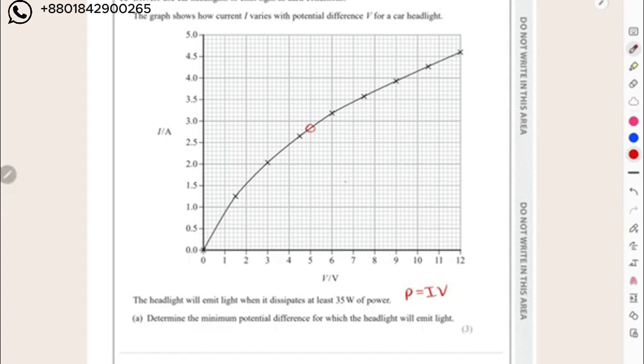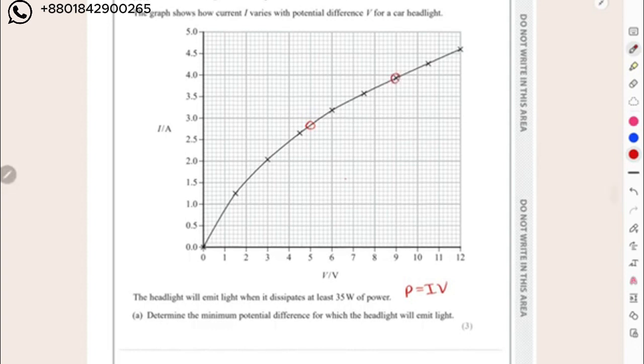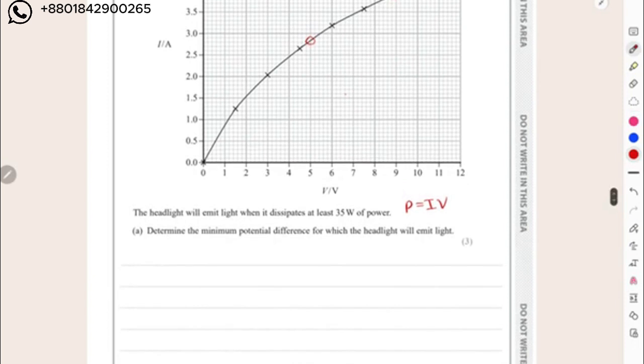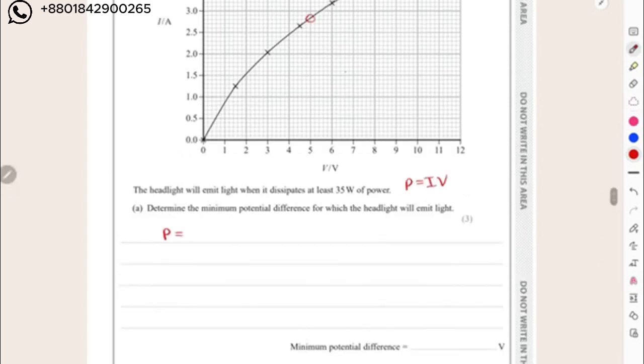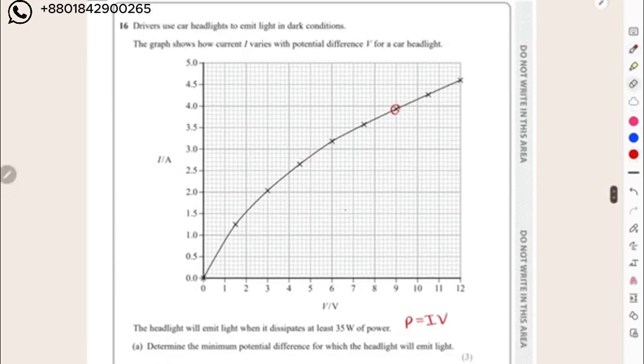You move on to 9. 9 is approximately close to 3.9 over here, right? As you can see, you multiply 9 with 3.9, you get 35.1, which is certainly close to your value for 35 watts. So you can write that, you have to prove it obviously. You take these points from the graph.